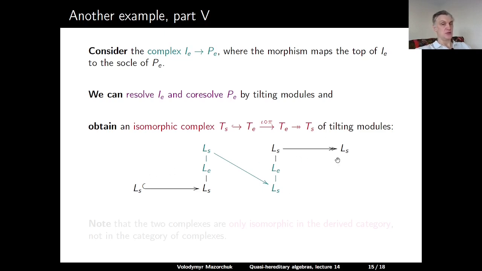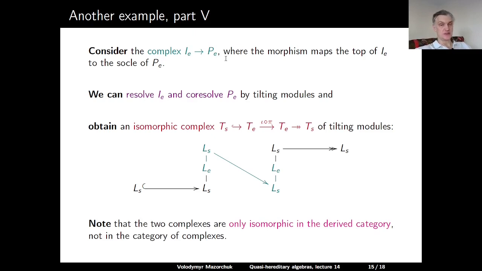So this is a complex of tilting modules, and this complex of tilting modules gives us a tilting representative, so it's isomorphic in the derived category to this original complex given by mapping the top of IE to PE. And note that these complexes are, of course, isomorphic in the derived category. They are not isomorphic in the category of complexes for obvious reasons. We have more components in the second complex which are non-zero than in the first complex.